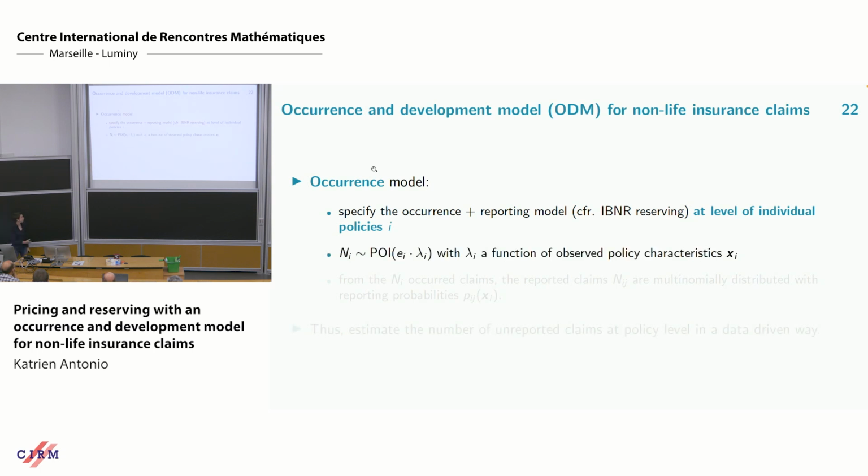So I say NI is the number of claims occurring on that contract I. We have a certain intensity, lambda I, which can be a function of certain policy characteristics. And once I have that NI occurred claims, I'm going to calibrate this well-defined reporting probability distribution in order to manage or to get a grip on the reporting of those claims over time.